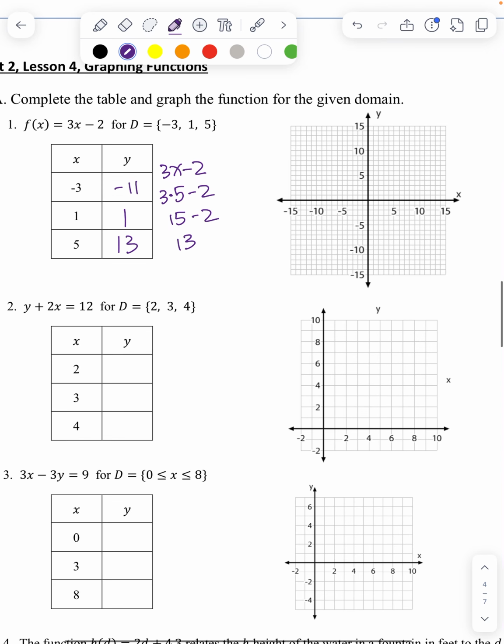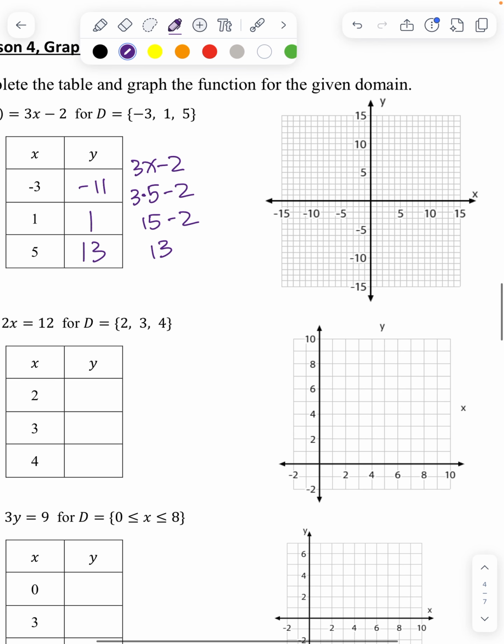Okay, negative 3, negative 11 on the graph. The x value is negative 3, so 1, 2, 3, right here. Negative 11, right here. So the point is this. This is the point.